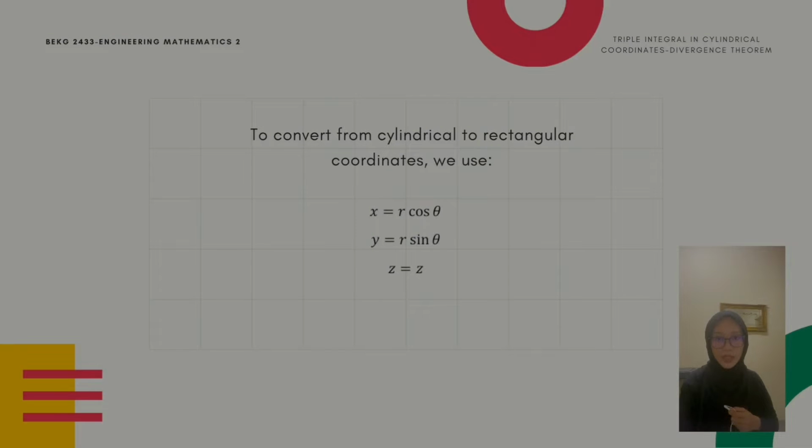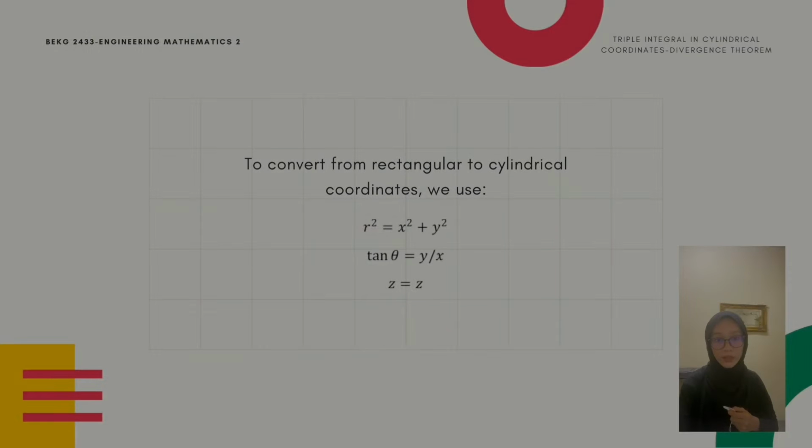To convert from cylindrical to rectangular coordinates, we use x is equal to r cos theta, y is equal to r sin theta, and z is equal to z. To convert from rectangular to cylindrical coordinates, we use r squared is equal to x squared plus y squared, tan theta is equal to y over x, and z is equal to z.